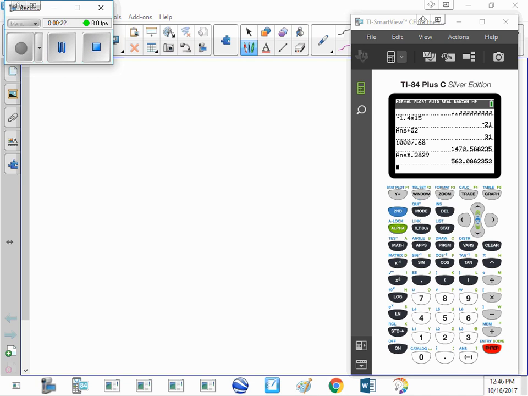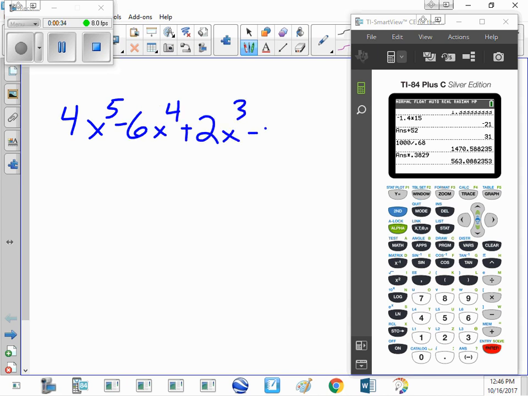So we talk about monomials and binomials and trinomials. So a polynomial would be something like this: 4x to the fifth minus 6x to the fourth plus 2x to the third minus x plus 1. Okay? That's what a polynomial is, and maybe it's easier to talk about what a polynomial isn't.